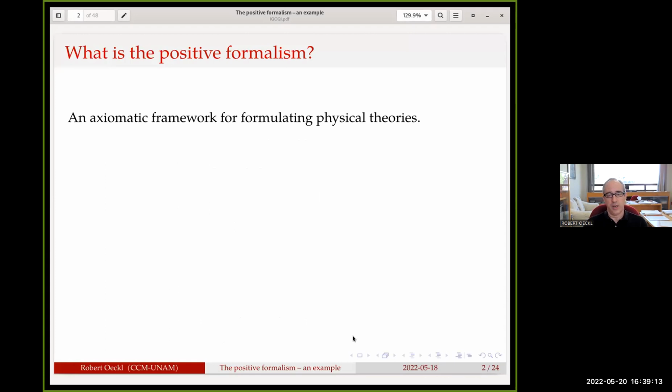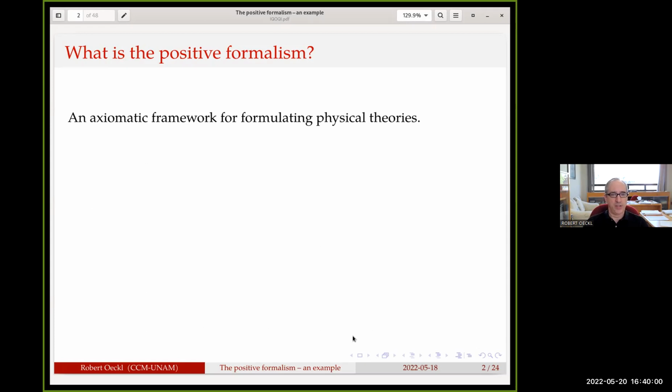So in this talk, I want to start with a short overview of what the positive formalism is about. Probably many of you know already some things about it. I will not in this talk spend time to derive the positive formalism from first principles. That's for other occasions. Instead, I want to focus on an application to a concrete example. The other focus of this talk will be to explain in more detail how it is related to the standard formulation of quantum theory.